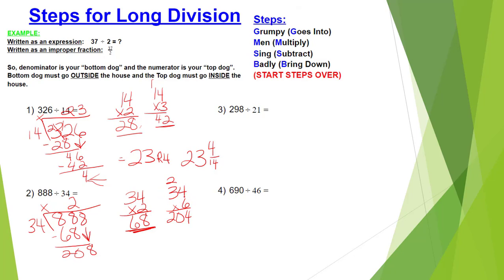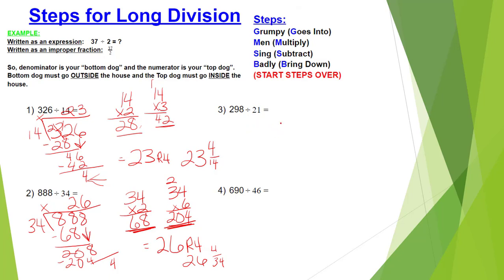If I did 7 groups of 34, it would be too big. So it goes into 208 6 times. 6 times 34 was 204. Subtract. That would be 4. So we could say that it was 26 with a remainder of 4, or we could say 26 and 4 over 34. Okay, let's look at our number 3.